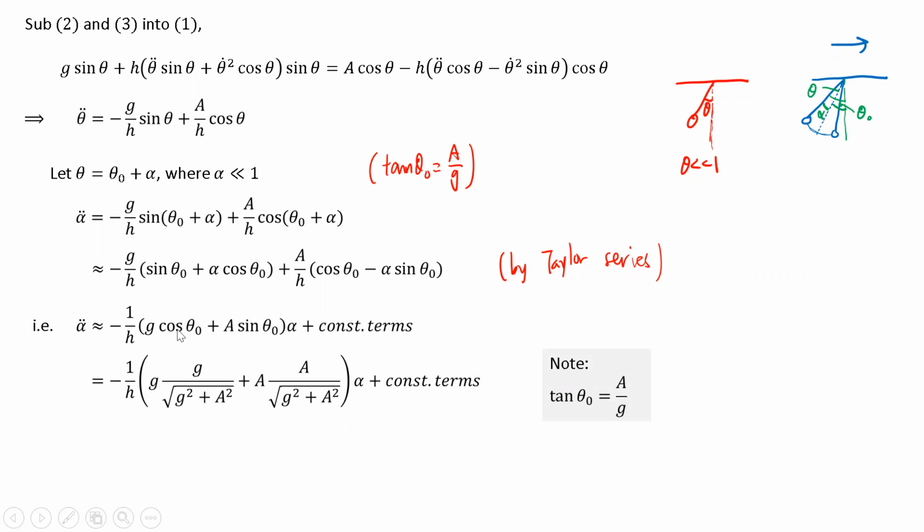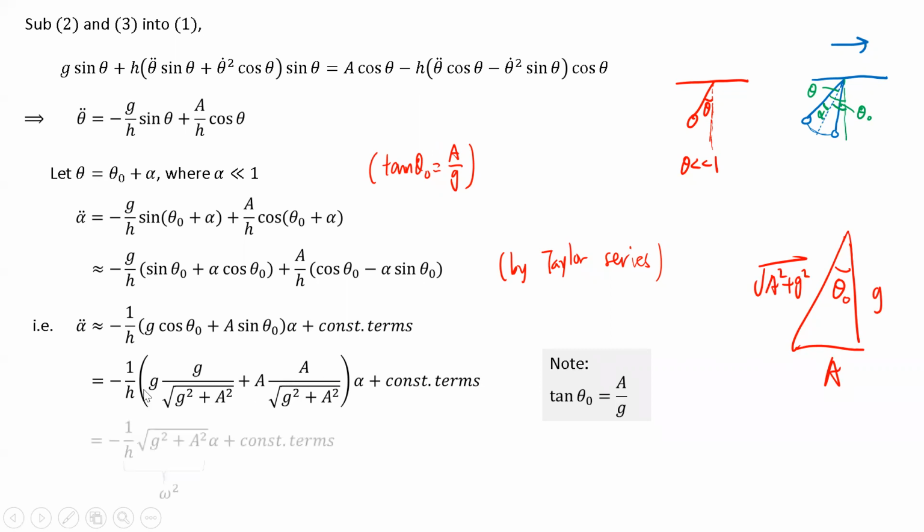Now I want to express this cosine theta naught in terms of G and A. Because tangent theta naught is A divided by G, let me draw a triangle. This theta naught, the tangent theta naught is A divided by G. So I'm going to draw a triangle like this. Then the longest side is the square root of A squared plus G squared. That's why cosine theta naught would be G divided by this square root, and sine theta naught would be A divided by this square root. So like this.